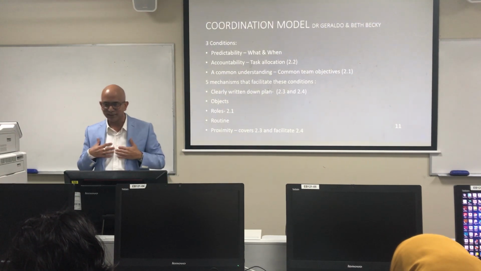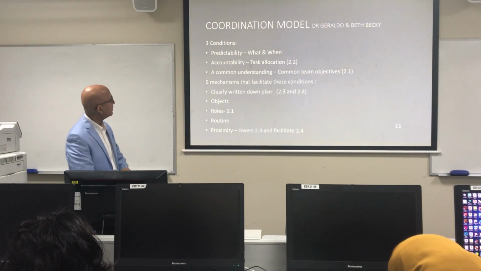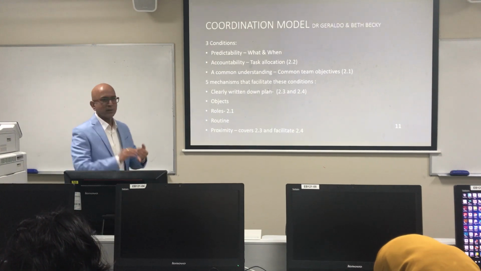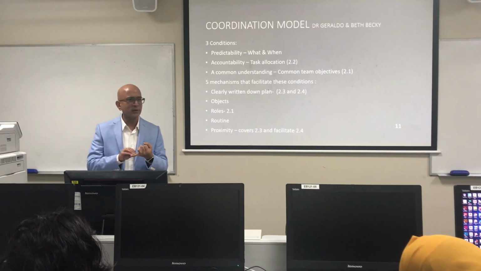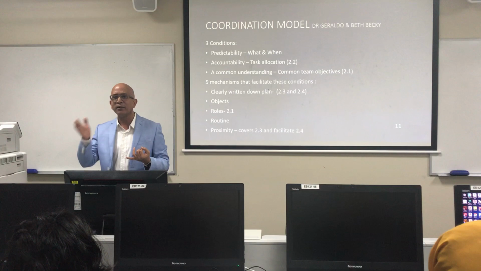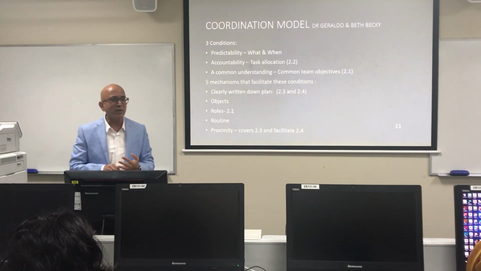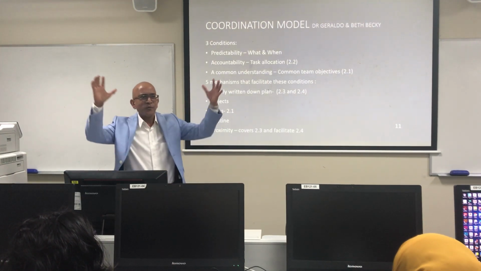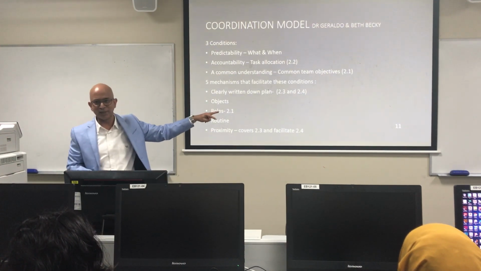We are not expert in everything, so I'm just sharing with you the model about the coordination. It has three conditions we should have for the effective coordination. What are those? Predictability, accountability, and overall view. Why predictability is important? Because each one of us wants to know what and when. What need to be done, when need to be done, the predictability. Accountability, what I am responsible for. How we are contributing to the overall. That is a common understanding.